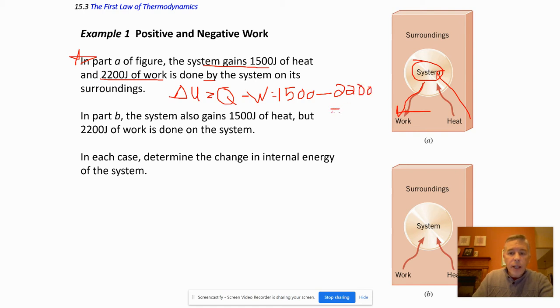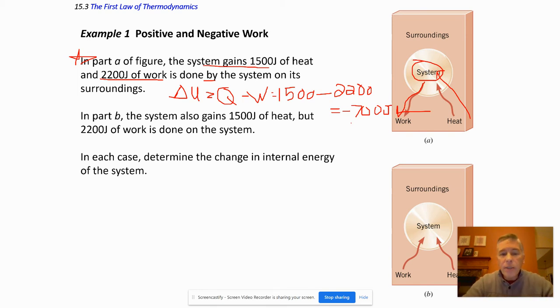And so when I figure that out, the change in internal energy of this system, since it gained 1,500 but it lost 2,200, it's basically going to be a negative 700. So negative 700, and it's just joules. Ta-da! So that's the basic idea of the first law of thermodynamics.